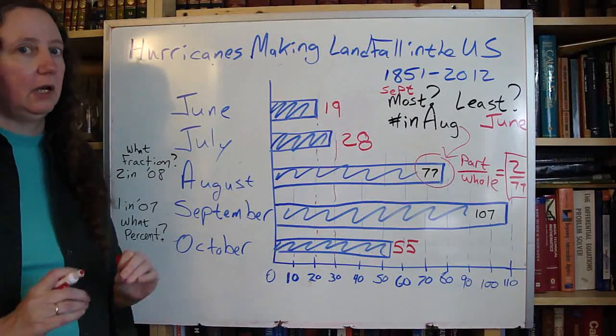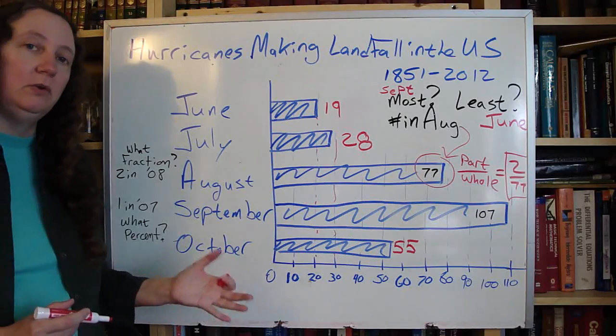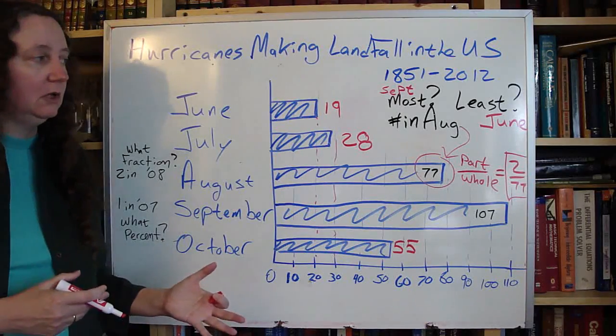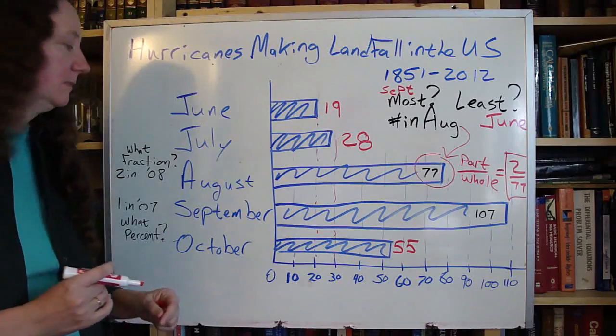I check to see, can I reduce that? No. 2 can be divided only by 2, and it's 2 and 1. And 77 cannot be divided by 2, so that cannot be reduced.